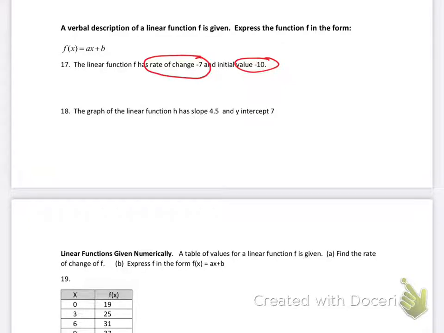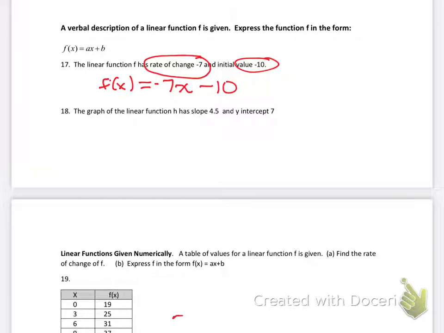This is the same. So now in the function notation, it's just instead of a y, it's an f of x. Instead of an m, it's an a. x is still x. And then actually it stays b. So the initial value stayed b for both. So I'm just going to rewrite this. f of x equals rate of change was negative 7, and then initial value was negative 10. That's all it's asking me to do.